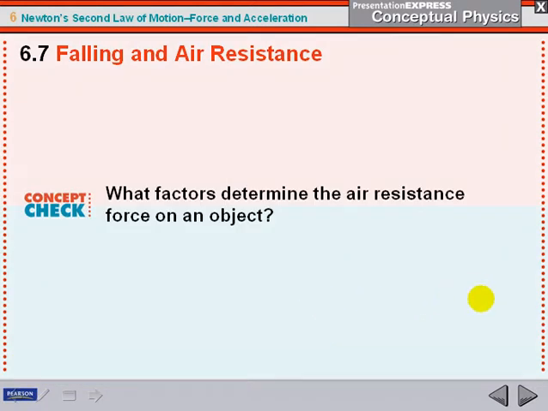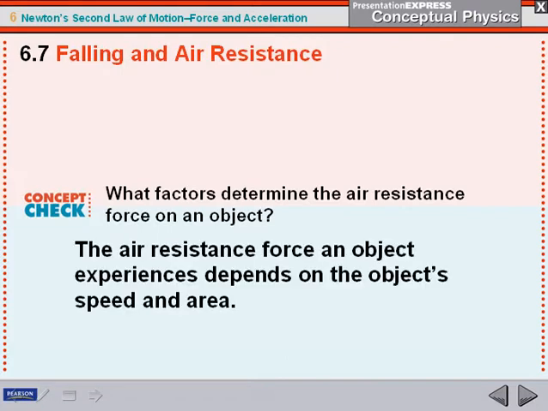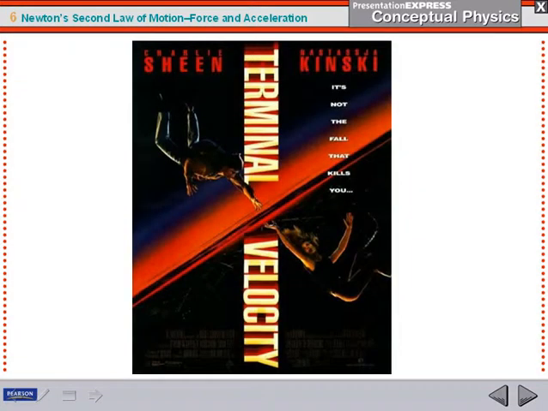What factors determine the air resistance? The air resistance force an object experiences depends on the object's speed and area. And here's a movie poster from a Charlie Sheen movie, believe it or not, that was called Terminal Velocity, which was about skydiving.